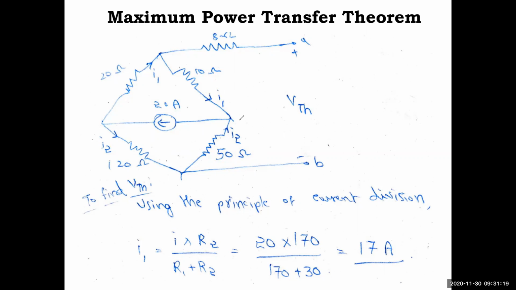We can apply KVL and find out. That is the idea. Using the principle of current division, I1, that is this current, the upper loop current I1, is equal to total current I into the opposite branch resistance.